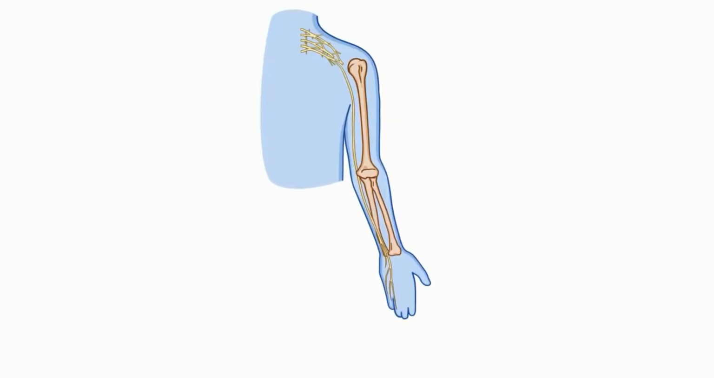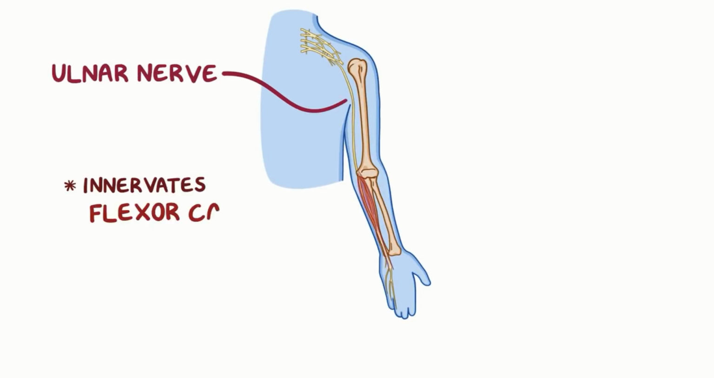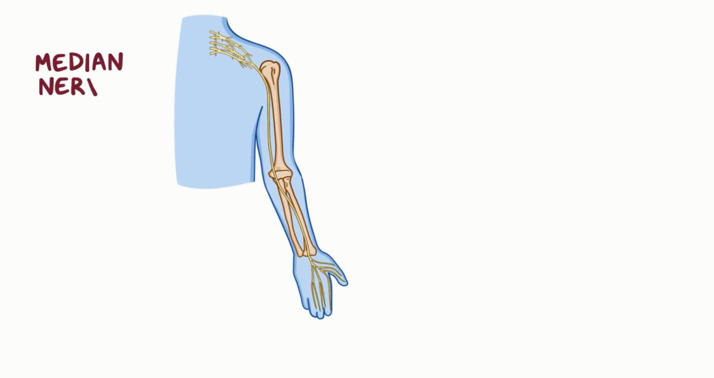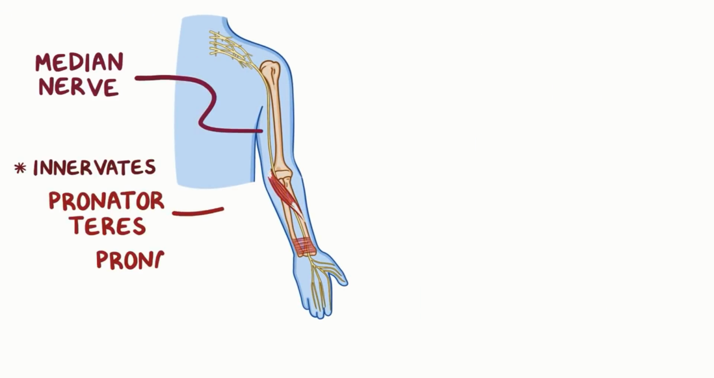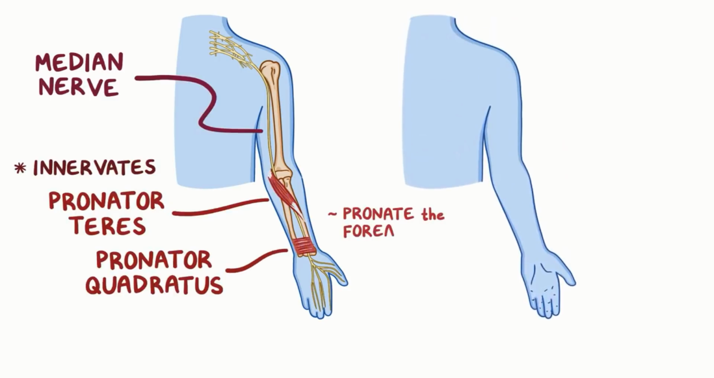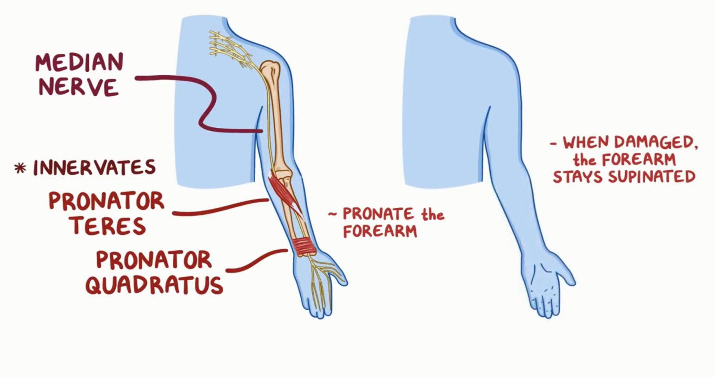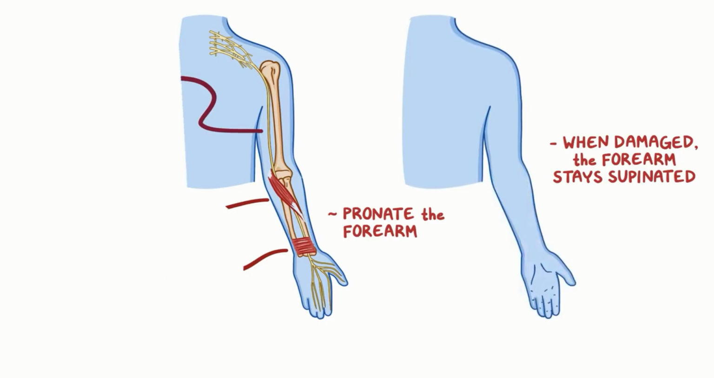Okay, so if we look at the effects of the nerve damage, in the forearm, the ulnar nerve innervates the flexor carpi ulnaris, which controls the muscles that flex the wrist. So when the ulnar nerve is damaged, it causes the wrist to stay extended. On the other hand, the median nerve innervates pronator teres and pronator quadratus, which pronate the forearm, turning the palm posteriorly. So, when the median nerve is damaged, the forearm stays supinated, meaning that the palm of the hand faces anteriorly.